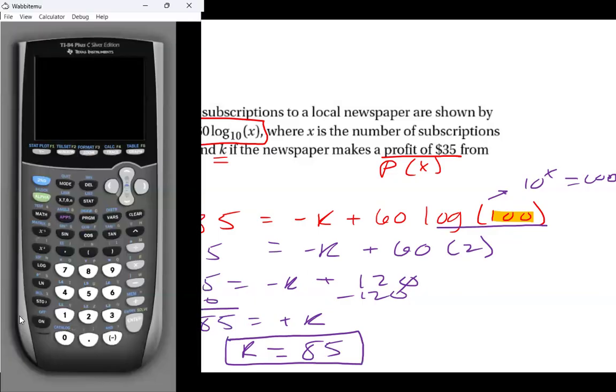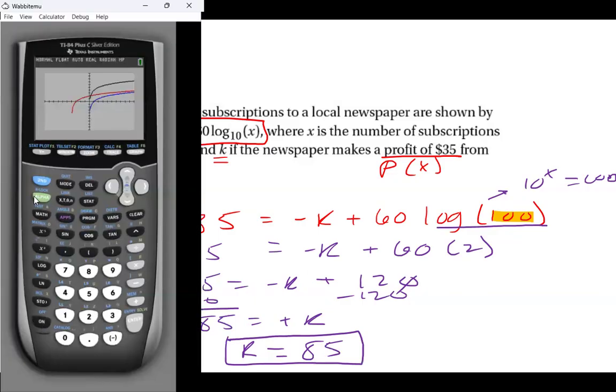If you choose to use a handheld, you're going to just press log. And that's because it's just log of 10. And I'm going to type in 100. And it's going to tell me what? 2. Okay. If it's log base 10, I'm just going to press the log button.